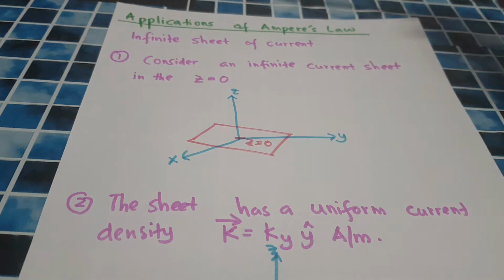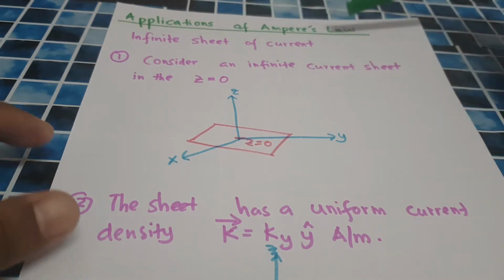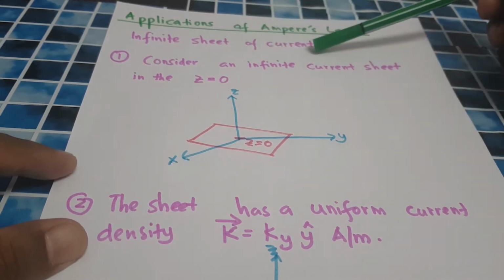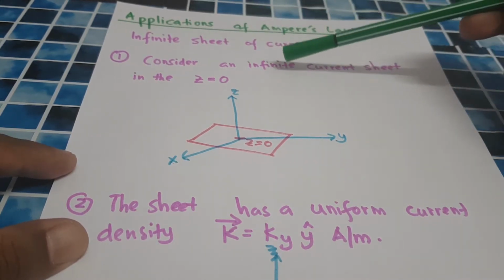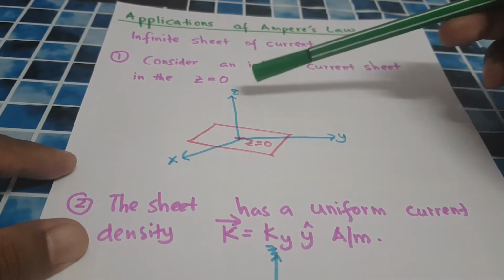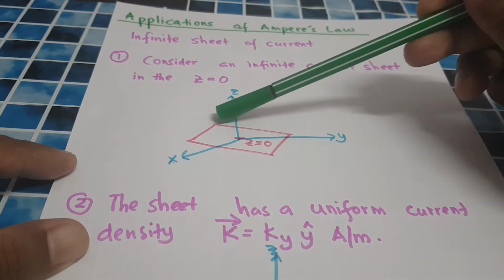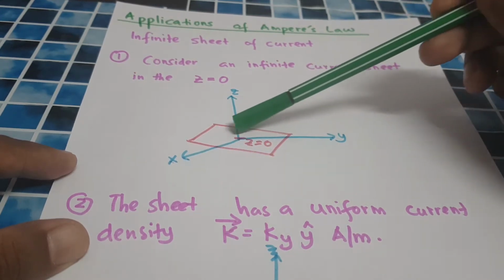Hello everyone, today we learn about the application of Ampere's law. The second application is the infinite sheet of current. First, we consider an infinite current sheet at z equal to 0.